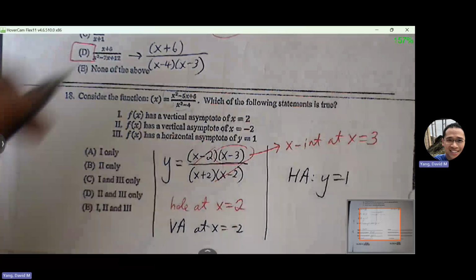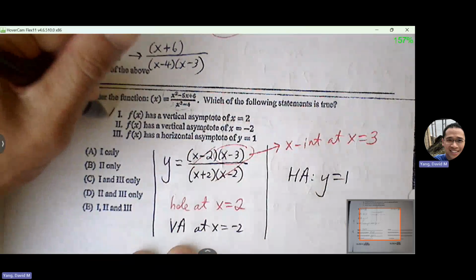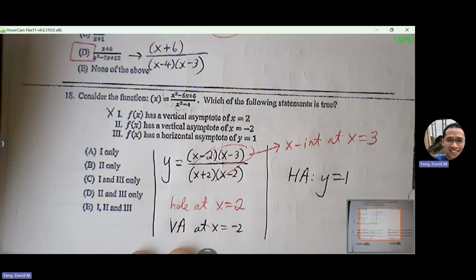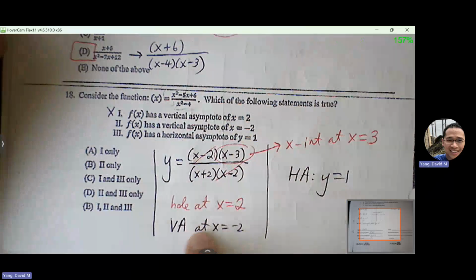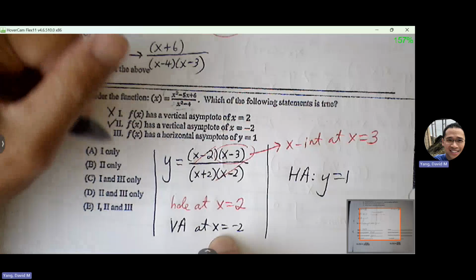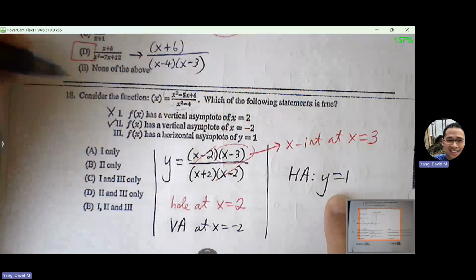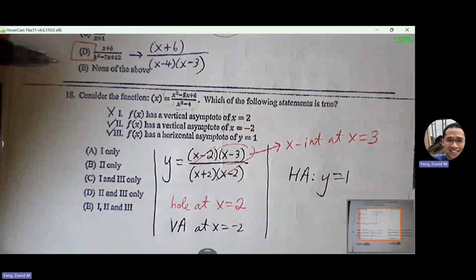So the only one that, let's see, option 1 doesn't work because there's actually a hole at x equals 2. Vertical asymptote at x equals -2, that is true. Horizontal asymptote at y equals 1, that's also true. So answer choice D.